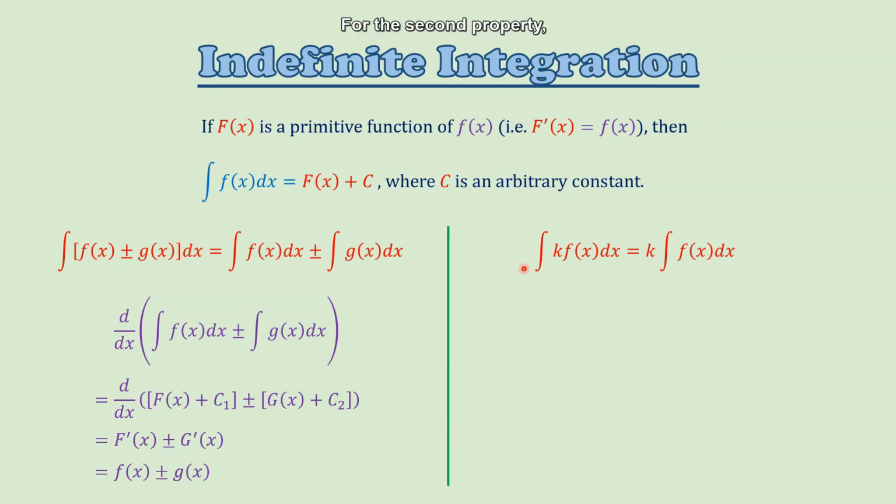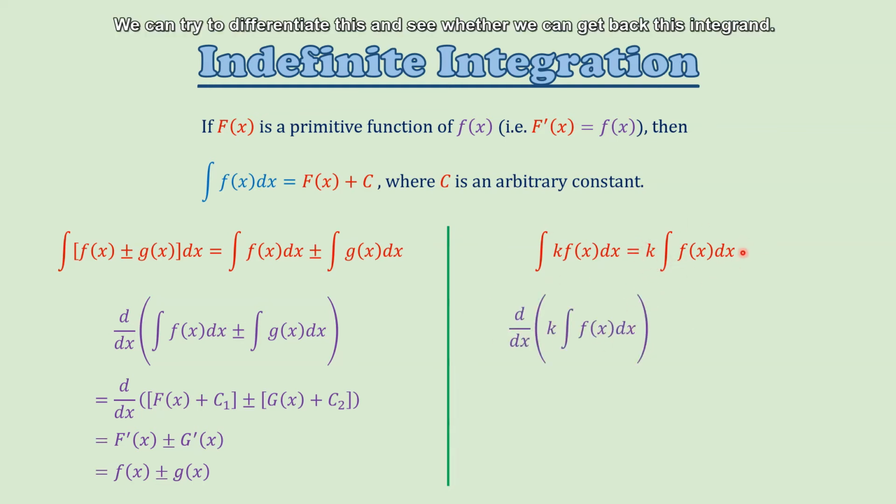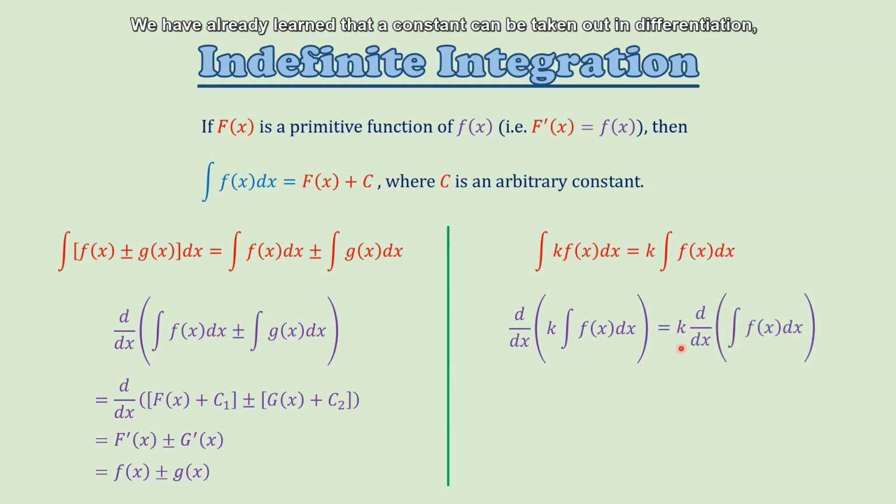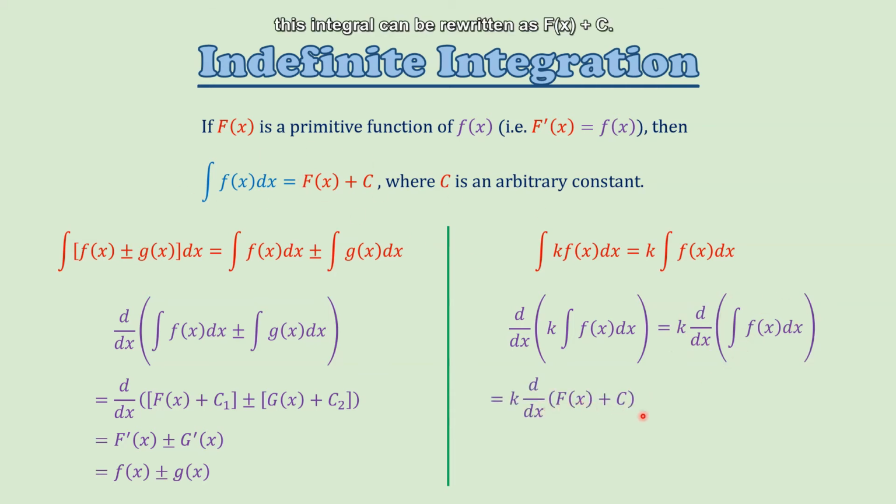For the second property, it means that any constant inside an indefinite integral can be taken out. To prove this property, we can use the same technique. We can try to differentiate this and see whether we can get back this integrand. We have already learned that a constant can be taken out in differentiation, and then by this definition, this integral can be rewritten as capital Fx plus c. After differentiation, we can make use of this definition, and then we can get back k small fx. Therefore, we can get back this integrand, and as a result, this property is also proved.